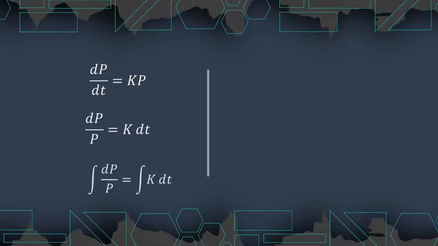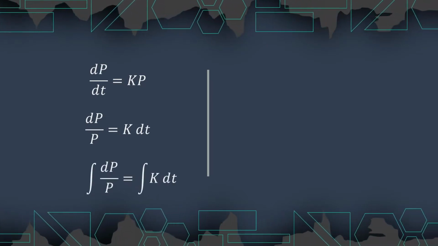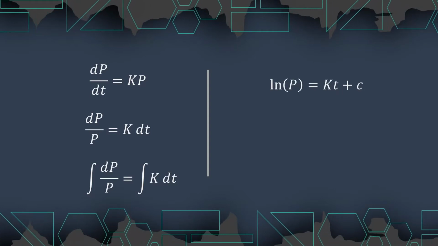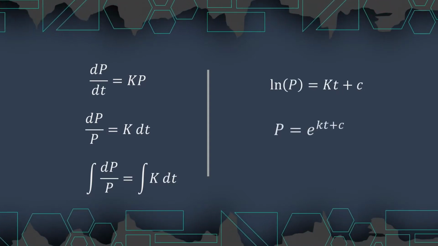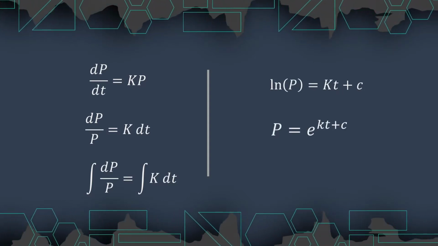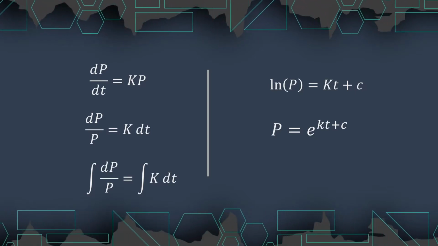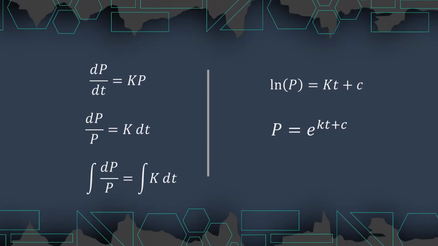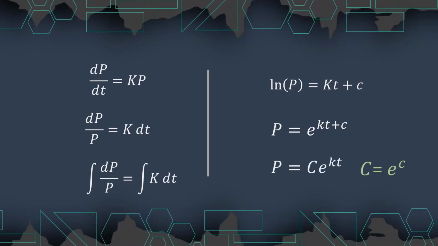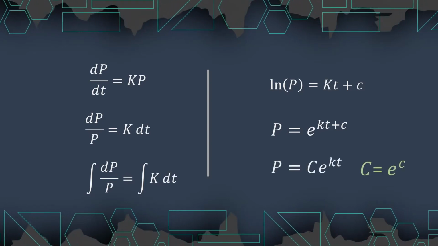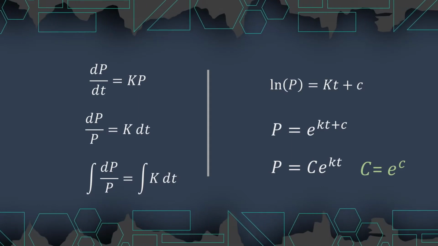On moving p and dt to the solvable sides and integrating on both sides, we get ln of p is equal to kt plus c. Taking the antilog, we get p is equal to e raised to the power kt plus c, where e raised to the power c is a constant. Finally, p is equal to a constant c times e raised to the power kt.